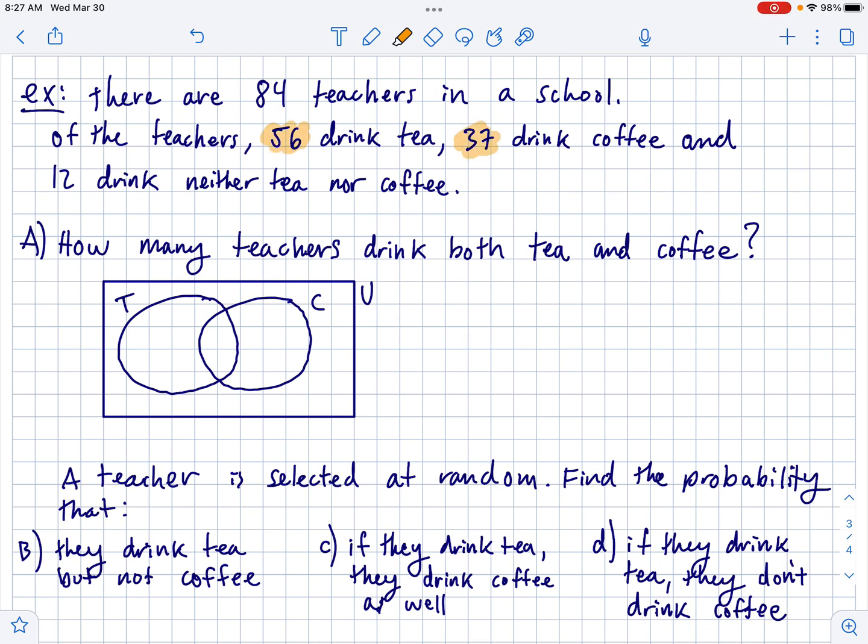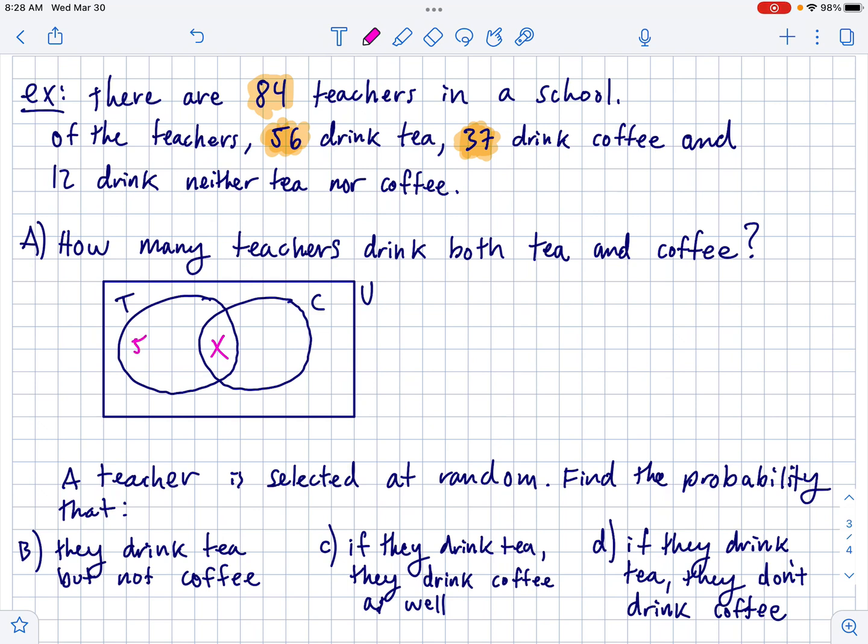The way the book does it, well, first of all, we know there's overlap because if you take 56 and 37, it's more than 84. It's like 93 or something like that. If those were mutually exclusive, like if there was only tea drinkers and only coffee drinkers at the school, there would be that many teachers if you add them together, the 56 and the 37. But that number is bigger than 84, which means that there has to be some people that drink both tea and coffee.